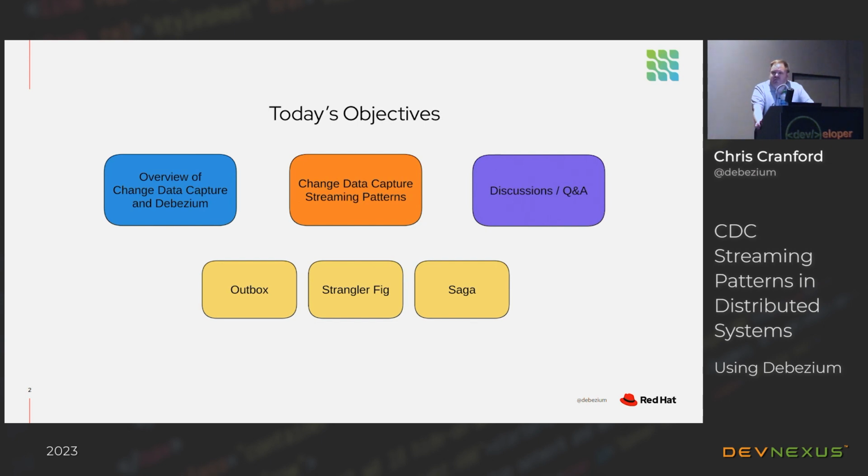And then after that, we're going to talk about why we need these patterns, what problems they are trying to solve, how do we use CDC with those patterns to solve those issues, and then we'll open it up at the end for some discussions and Q&A.